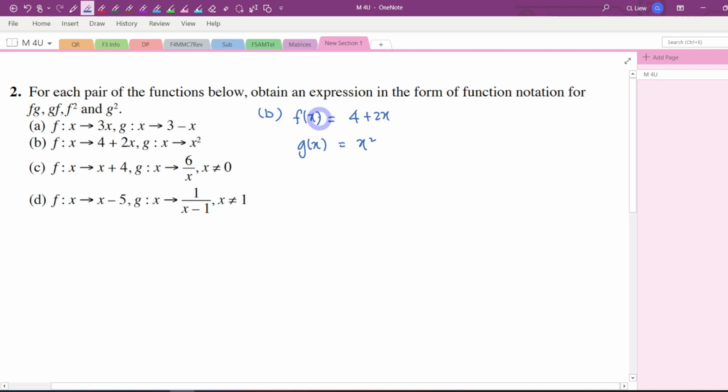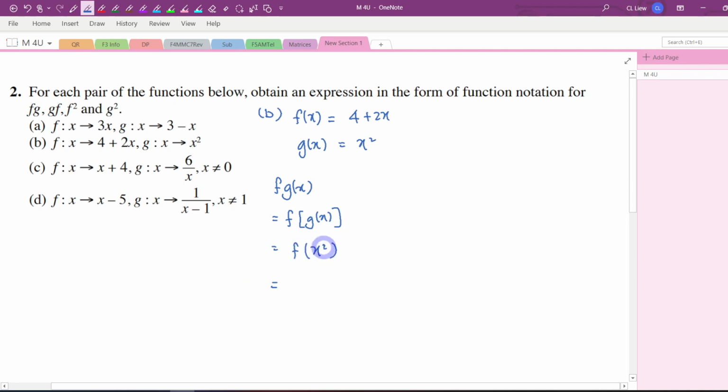For part B, given by the question, f of x is equal to 4 plus 2x, g of x is equal to x squared. Now let's find f of g of x first. Let us focus on g of x first, which is x squared. For this step, the majority of students should have no problem, but you just need to be more careful for the next step.